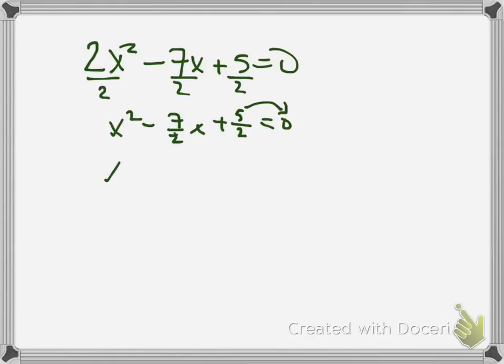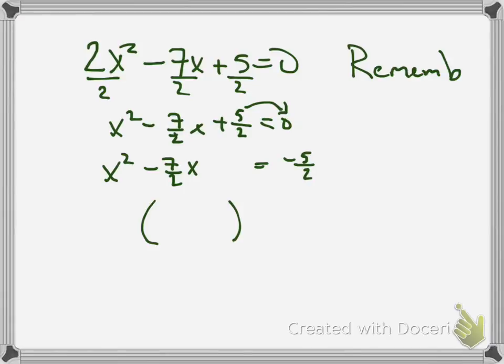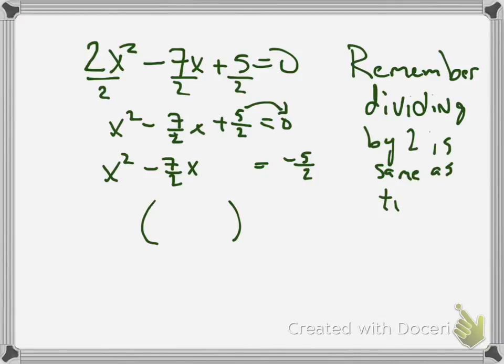Either way, the 5 halves has to move over to the other side. I still would not recommend using decimals with this, by the way. Okay, so I have negative 5 halves over there. So now I'm going to divide that by 2. Now remember this, dividing by 2 is the same thing as multiplying by 1 half. So you could type in negative 7 halves and multiply that by 1 half to get negative 7 fourths.